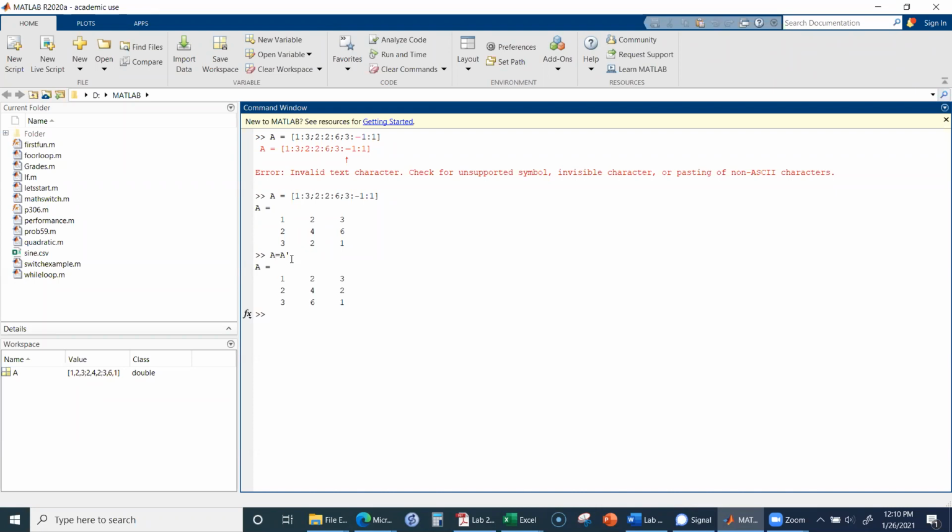Now execute it. So it is now the transpose of this matrix. Instead of 1, 2, 3, the first column is 1, 2, 3. Instead of 2, 4, 6, the second column is 2, 4, 6 over here. The third row 3, 2, 1 was replaced by the third column 3, 2, 1.